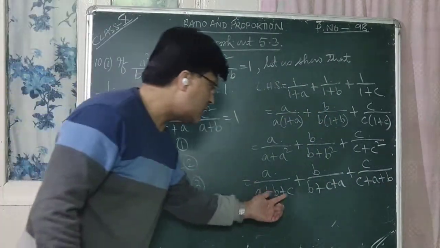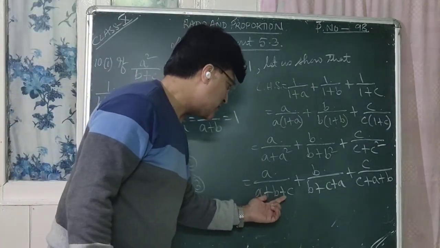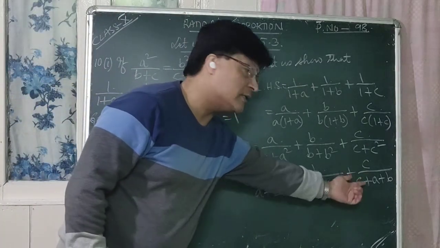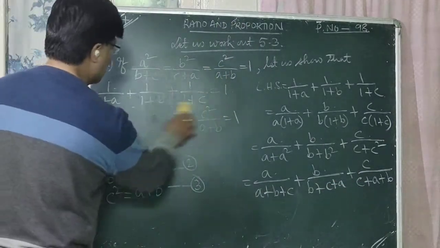Actually, all these expressions are equal, isn't it? And that is a plus b plus c. This is also a plus b plus c. This is also a plus b plus c, right? So let us find out the LCM now.